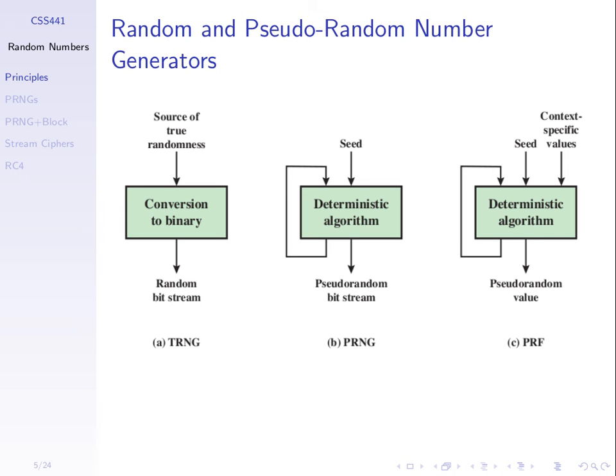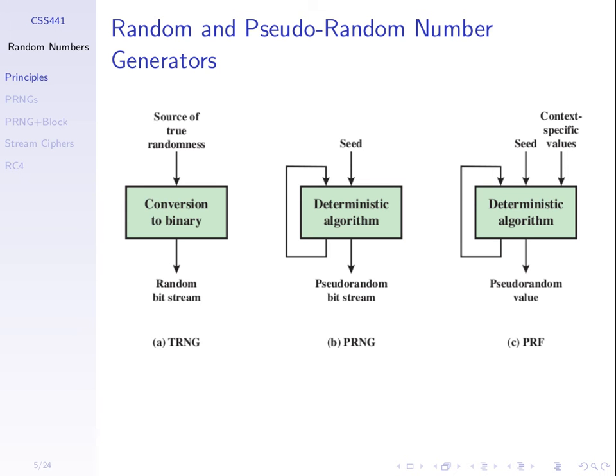A pseudo-random number generator uses an algorithm implemented in software or hardware that takes some initial value, which we'll call the seed, and that algorithm uses the seed and generates a pseudo-random bit stream. It just generates zeros and ones coming out, and often there's some looping, so it comes back and keeps running the algorithm forever, generating zeros and ones out continuously. It's not a random bit stream because it's not coming from a true source of randomness. It's coming just from an algorithm.